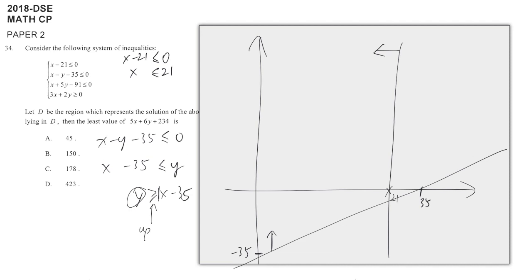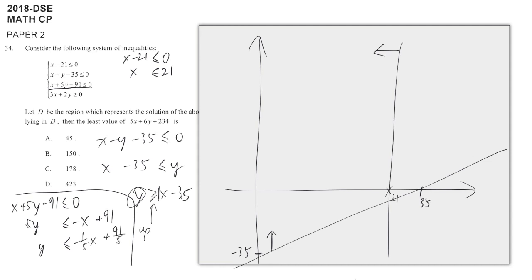And then continue. The third line, x plus 5y minus 91 smaller or equal to 0. Again, we use similar reasoning. Negative x and then plus 91. So y is negative 1 over 5 x plus 91 over 5. If I draw this line, it's going down slowly with the y-intercept slightly more than 18. So maybe it's like this, 91 over 5, and then go down slowly.